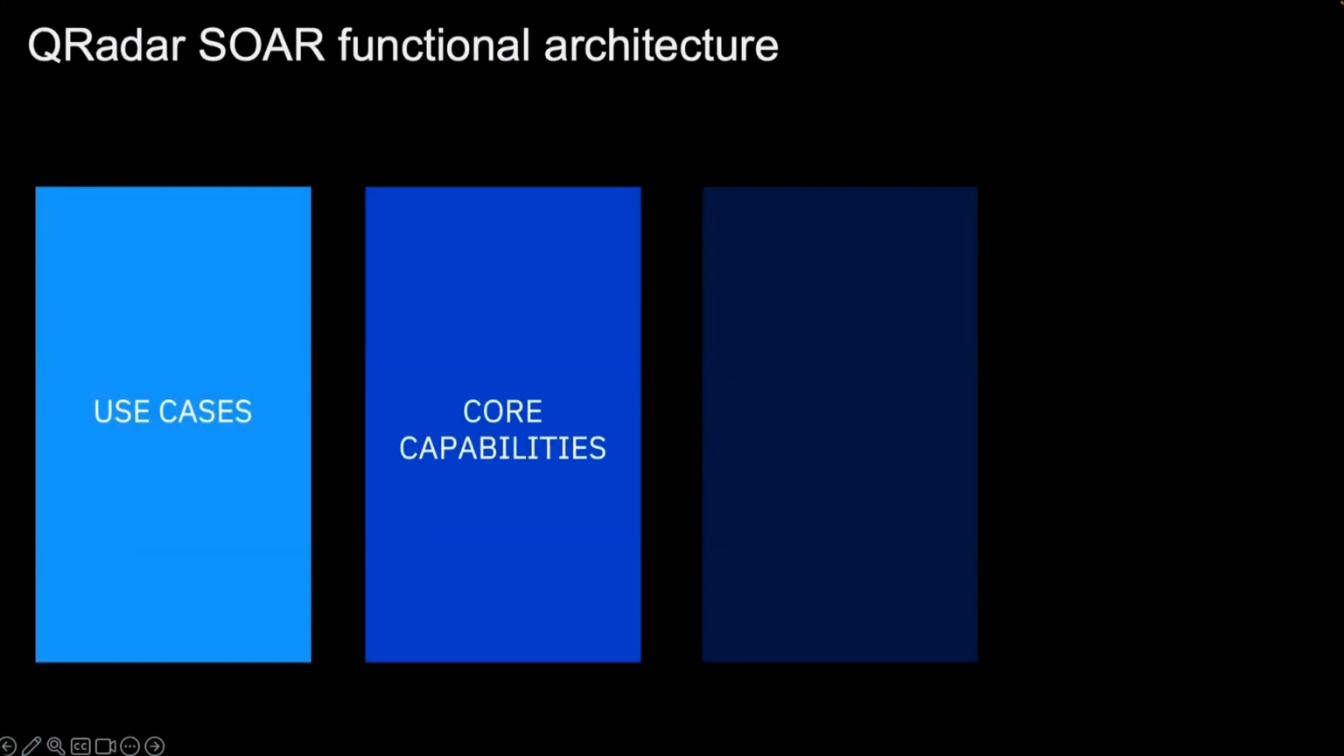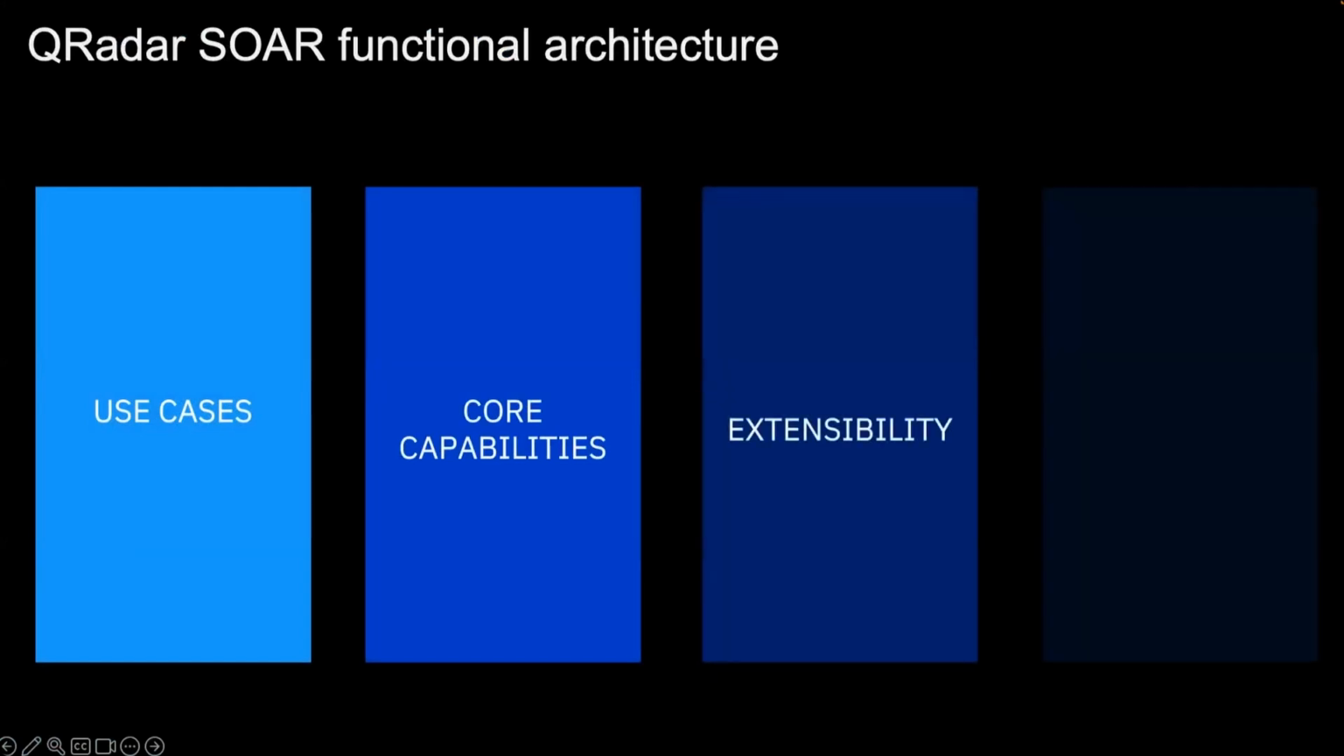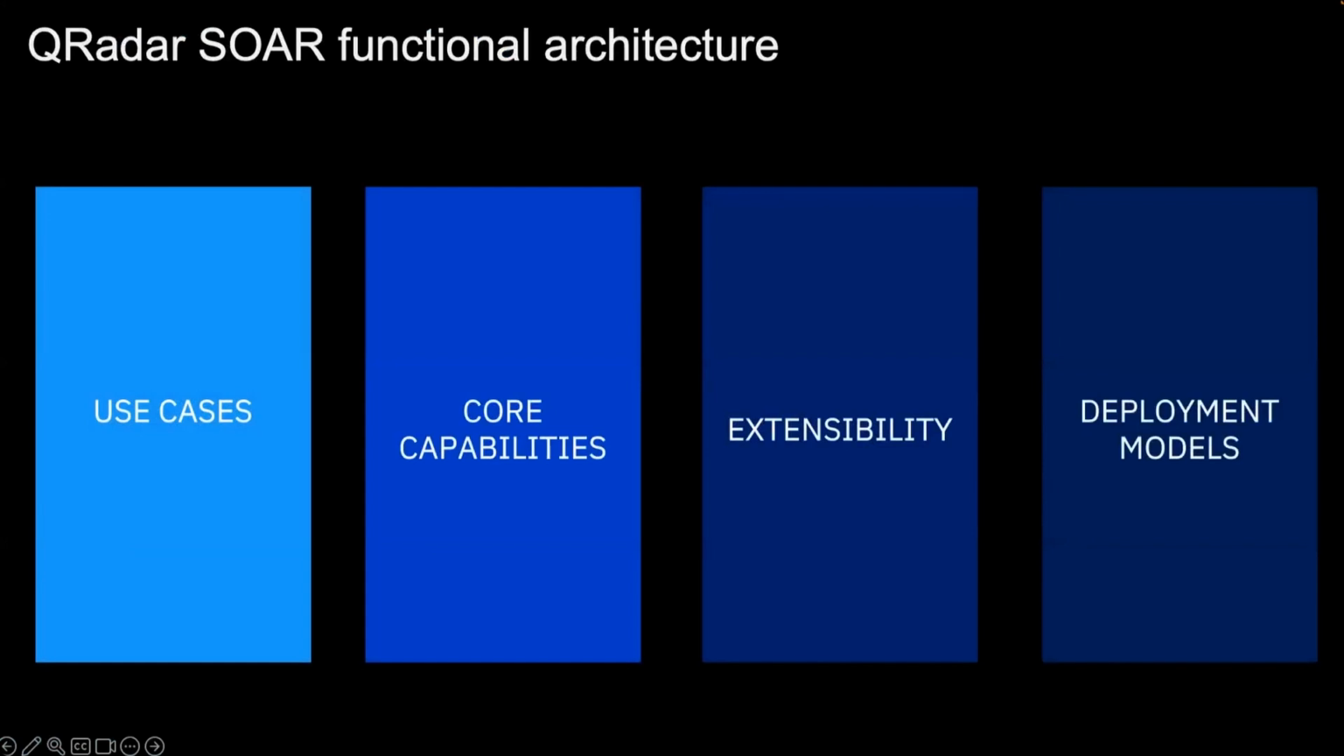Let's talk about the QRadar SOAR functional architecture, as in how QRadar SOAR addresses the problem of the growing incidents that are pouring into the SOC, and how you can use SOAR to match the response speed and address those problems. QRadar SOAR functional architecture can be described in 4 distinct pillars. One is use cases, the amount of use cases it caters to, core capabilities, extensibility, and deployment models.